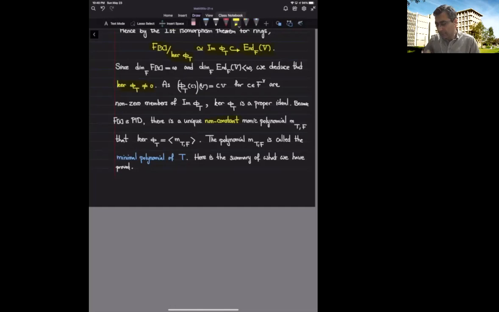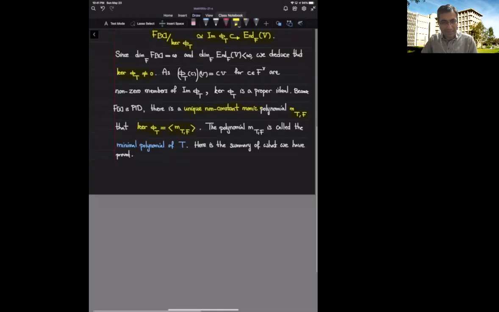It's not constant. And I can always multiply it by the inverse of the leading coefficient. That doesn't change the ideal. And I can assume that it's monic. So there exists a non-constant monic polynomial that we are going to denote by m_{T,F}, inspired by the minimal polynomial of alpha over F. We use the same notation here, so that the kernel of evaluating at T is the ideal generated by this unique monic non-constant polynomial m_{T,F}.